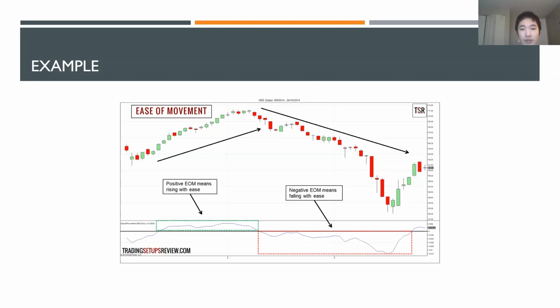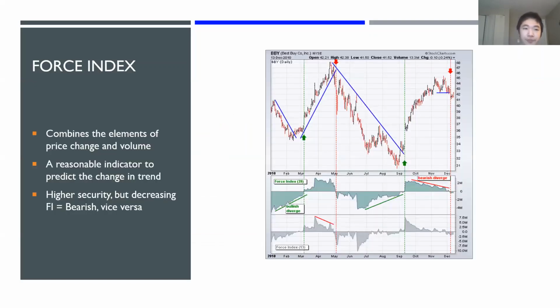And vice versa, when the ease of movement gets negative and it's falling with ease, it gives traders the opportunity to look at how the market is doing. If they see that based on the ease of movement, it's constantly positive and always rising, they would see that the market is doing very bullish and it will keep on rising with ease. And vice versa when the ease of movement goes negative.